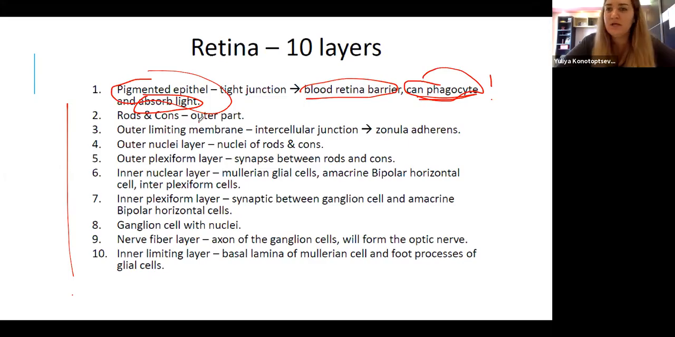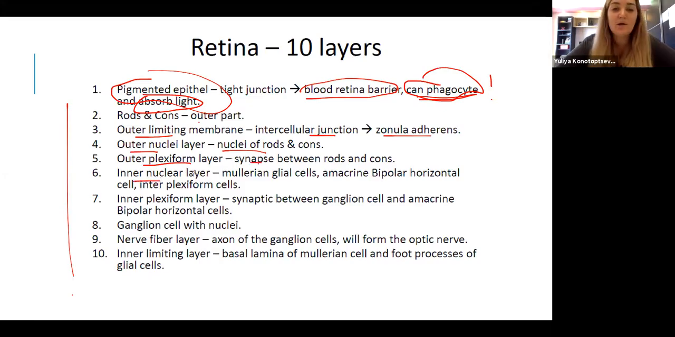Dendrites, axons, okay, so different parts of the rods and cones will be here. Then we have the outer limiting membrane. It's just where additional intercellular junctions between rods and cones will be. Maybe zonula adherens could be present here. Outer nuclear layer, that's where the nuclei of the rods and cones are. Outer plexiform, synapse between them.